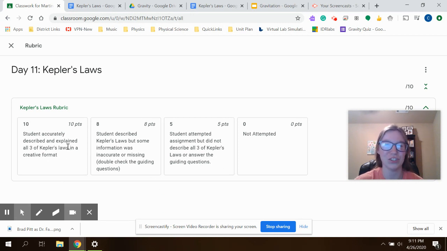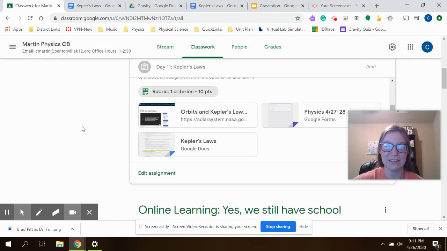A 10 is just for doing this in a creative way. I don't even care what. You just put some effort into it. You described all 3 laws. It looks good. Looks accurate. I like it. We're good. So if that is all for you, then go ahead and stop this video. Watch the 2 videos on Kepler's laws. The one from NASA, I'll let you know, is the best one.